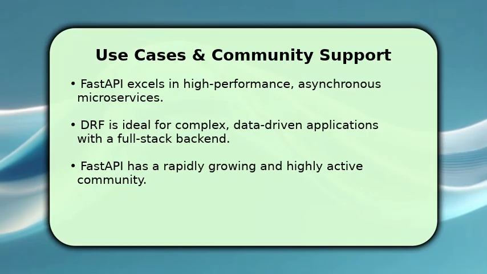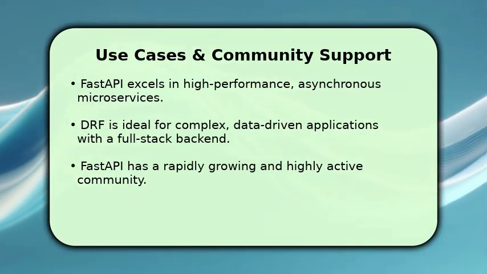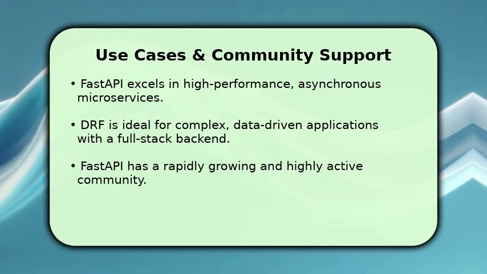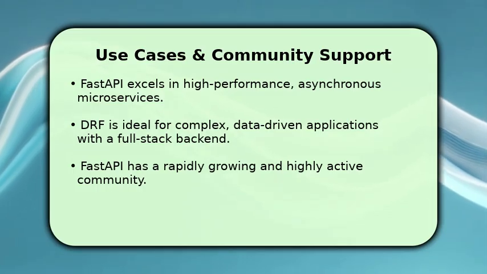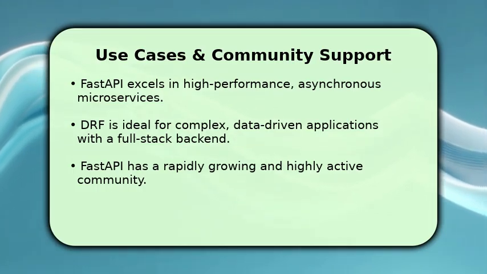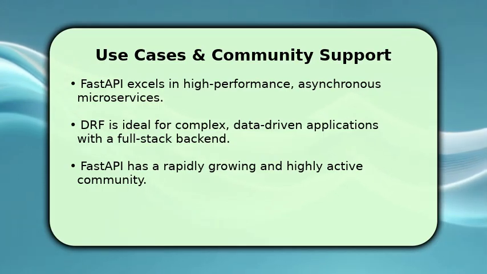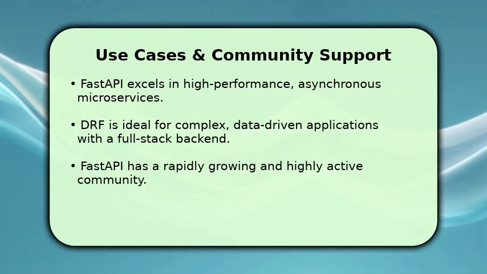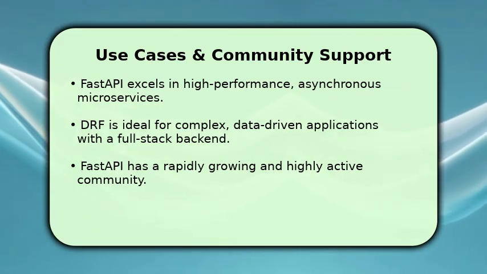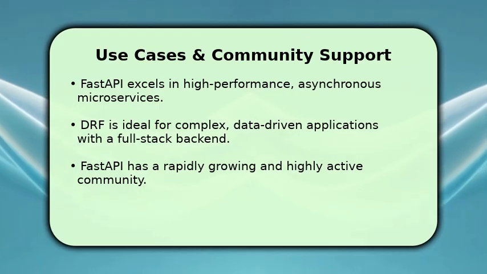Considering use cases, FastAPI is a fantastic choice for building high-performance, asynchronous microservices, and real-time applications where speed is paramount. Its modern design makes it perfect for new projects. DRF, however, is often preferred for larger, more complex, data-driven applications that already leverage the full power of the Django framework. Both frameworks enjoy strong community support. FastAPI's community is rapidly expanding, while DRF benefits from the long-standing and vast Django ecosystem.